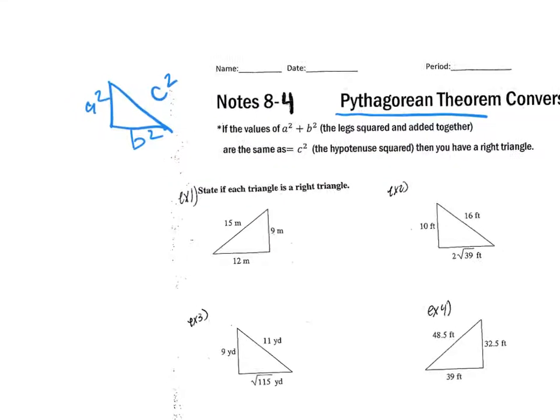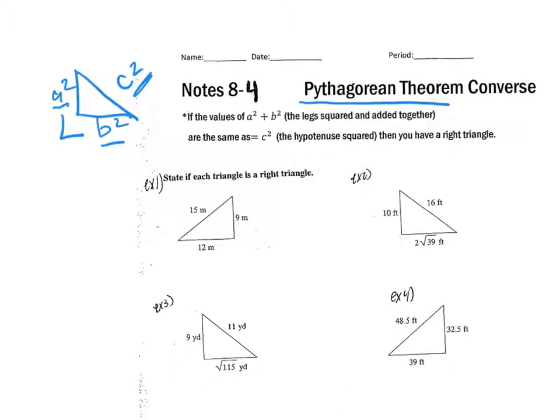Okay, so basically if what they give you for a squared added to what they give you for b squared, if these two added together equal whatever c squared is, then it's a right triangle, you've proved it. If they don't, then it's not a right triangle, okay? Because this only works with right triangles.